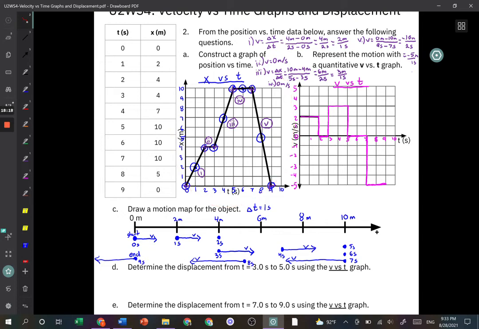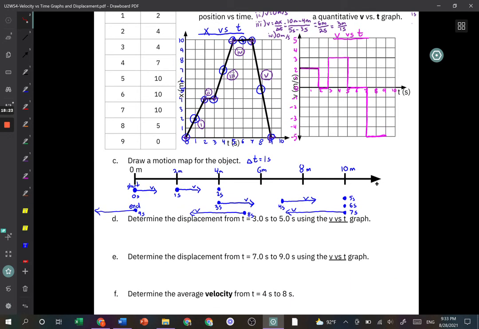So 2c, determine the displacement from 3 to 5 seconds using the velocity versus time graph. Now the way that we can calculate the displacement in a time interval using the velocity versus time graph is by looking at the region between the curve and the x-axis. So from 3 to 5, we're going to look at this region underneath our curve. The best way to do that is by figuring out the area there.